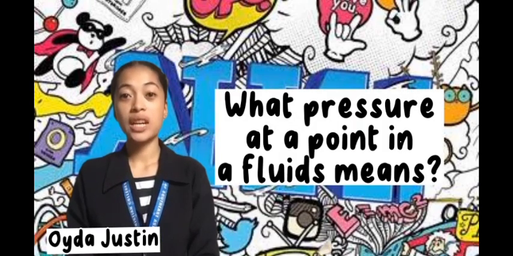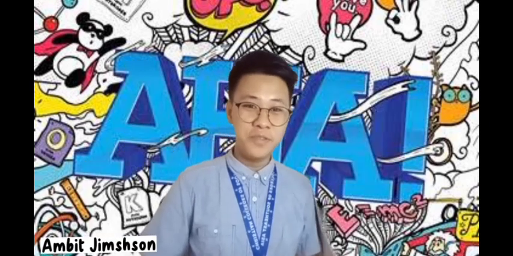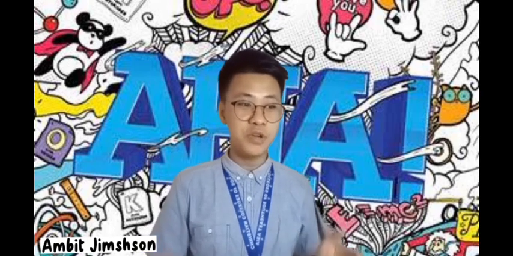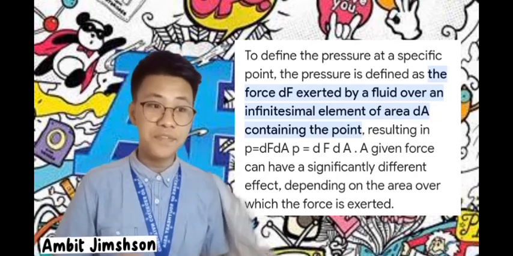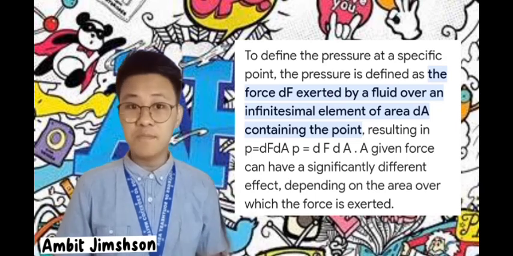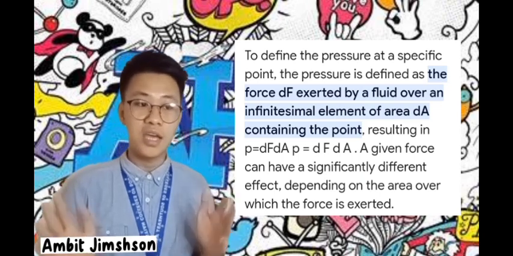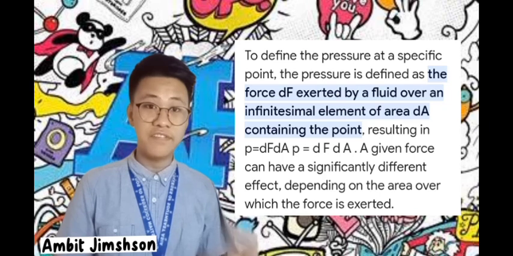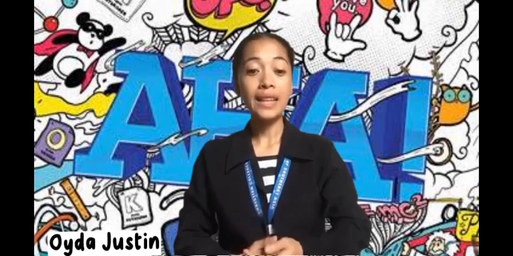Can you explain to our viewers what pressure in a fluid means? Sure, no problem. I'm glad to explain what pressure at a point in a fluid means. Pressure at a point in a fluid refers to the force exerted by the fluid on the unit area at that specific location. This force is perpendicular to the area and it's influenced by factors like depth, fluid density, and gravity. That's a concise explanation.